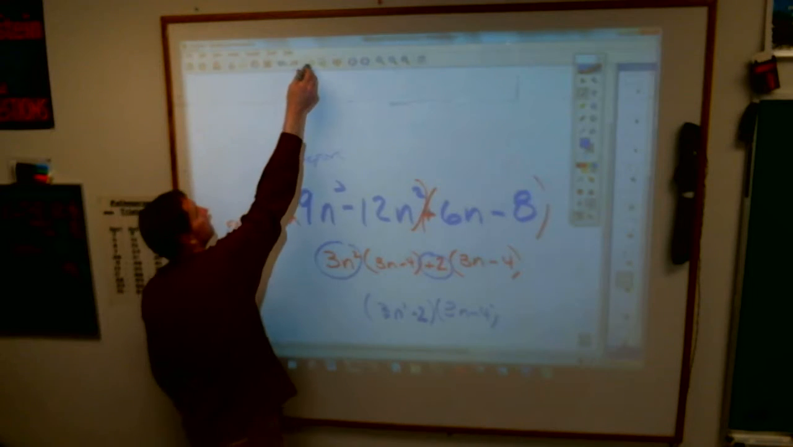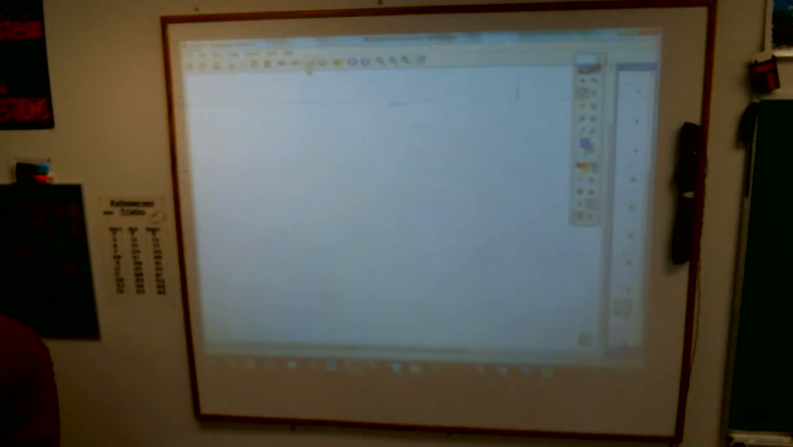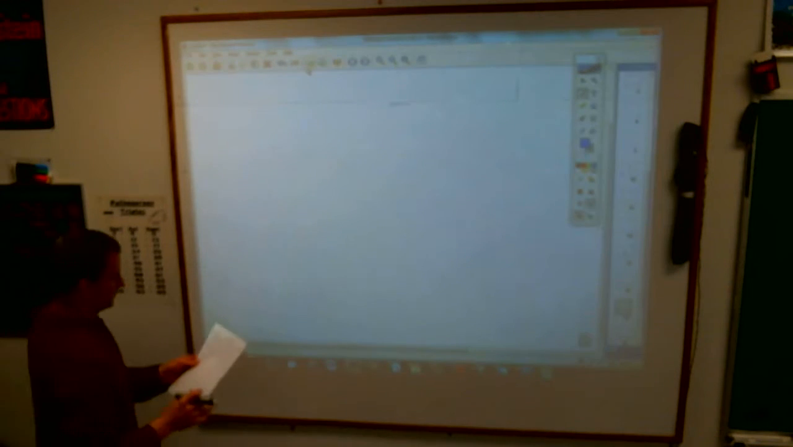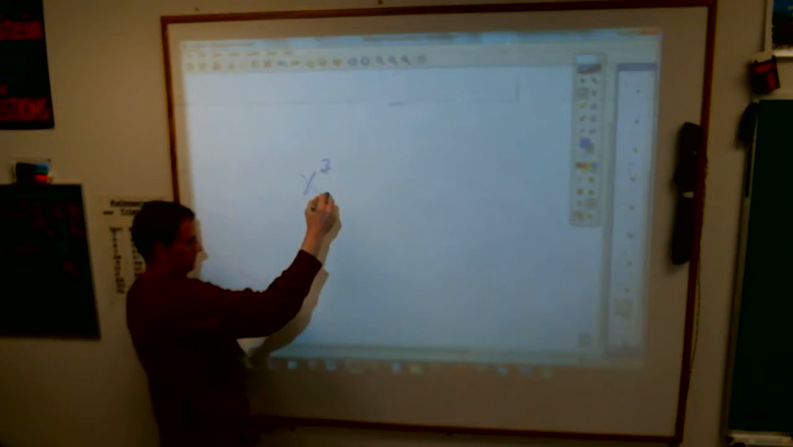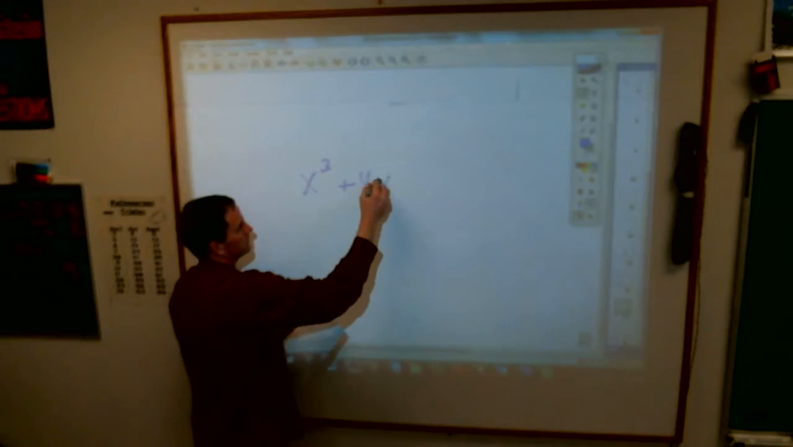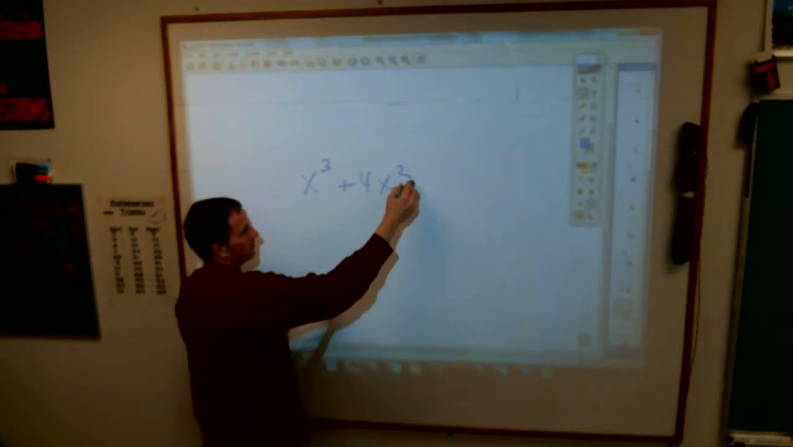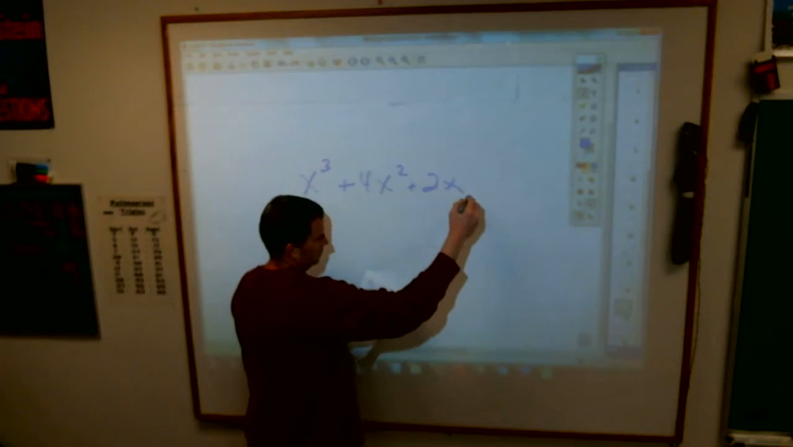Let me give you another one. Let me find one that's really super easy. How about, let's just do this one: x cubed plus 4x squared plus 2x plus 8.